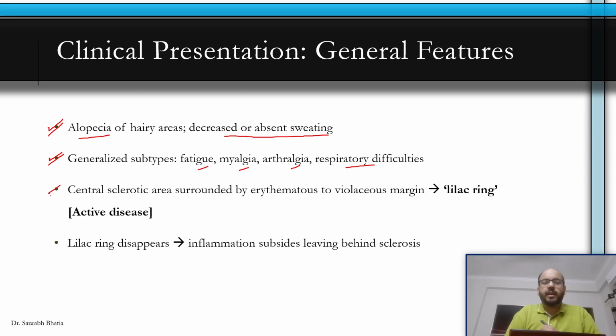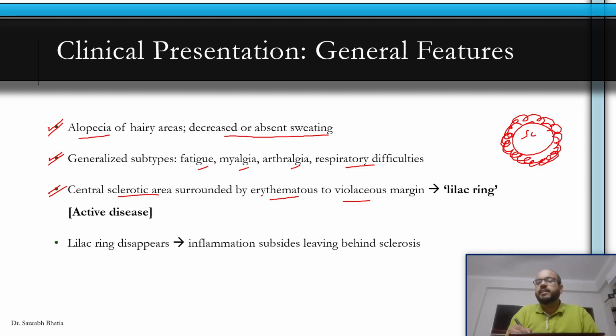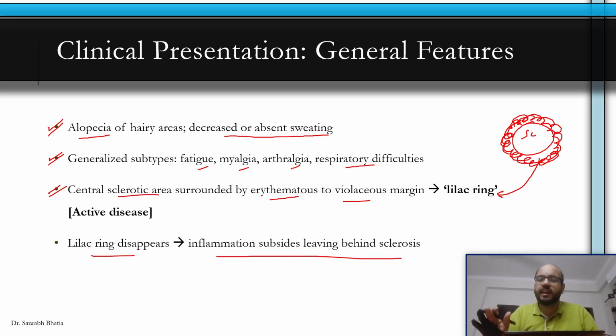Now, lastly, morphea plaque is a central sclerotic area surrounded by an erythematous or violaceous margin. So you have a sclerotic area centrally, and around that you have a margin of erythema. And this erythematous margin at initial stages can look red, but as time progresses, it becomes a bit violaceous or dusky red or a lilac color, and this is known as the lilac ring. The presence of a lilac ring when the patient comes to you symbolizes that the inflammatory activity is still going on. So when the lilac ring disappears, the inflammation has now subsided and now the sclerosis has set in.